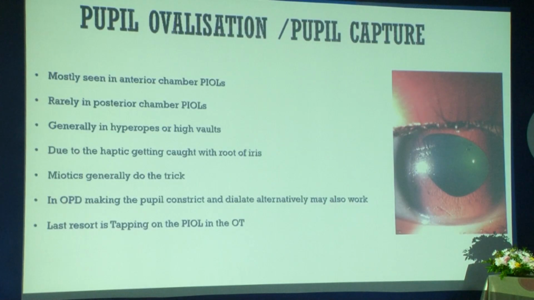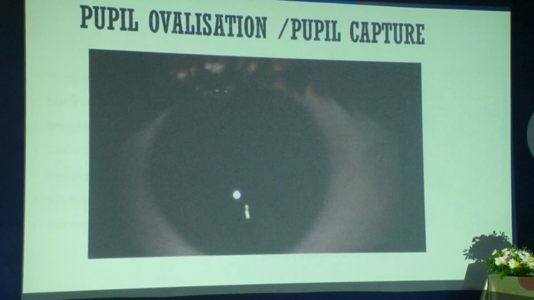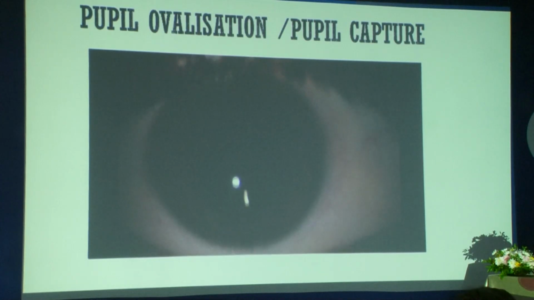Another complication that used to be common with anterior chamber IOLs was pupil ovalization or pupillary capture. That would happen when the haptic would entangle the root of the iris. But sometimes it happens with posterior IOLs also, especially in patients who are hyperopes or where the vault is very high. This is a very interesting video of something like that.